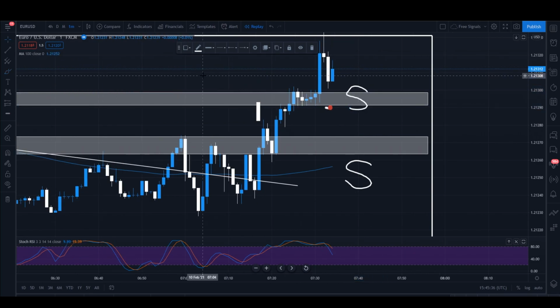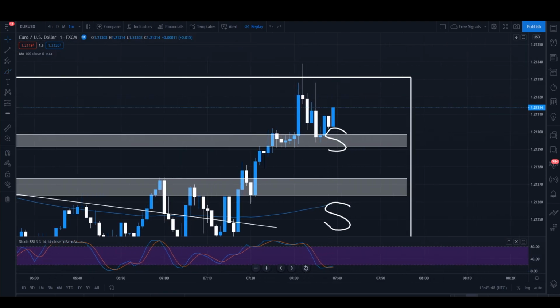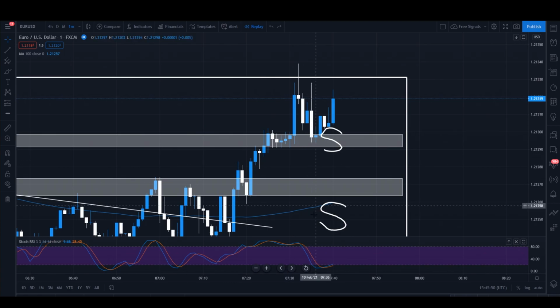We need to wait for some sort of exhaustion. So push exhaustion scenario, we need to wait for the RSI to be oversold as well. So let's wait for that. Shoots towards the downside very nicely. As you can see, the RSI has been oversold. Can we enter this trade long?